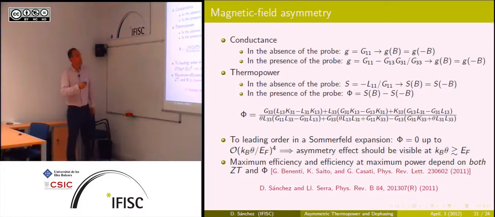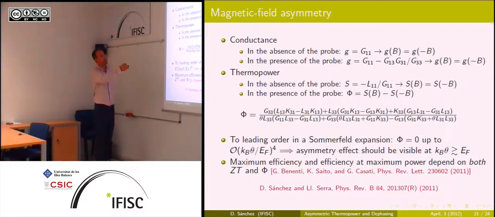So now that's the last part of my talk. Now we're interested in the magnetic field symmetry of the thermopower. Why? Suppose that instead of thermopower, we are just looking at the conductance. The conductance for a two-terminal setup is given by this coefficient. You invert the magnetic field, you have to invert also the indices, because if the indices are the same, then the conductance is only a function of the magnetic field.